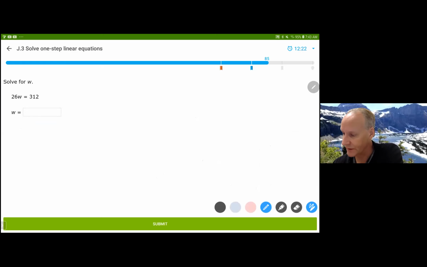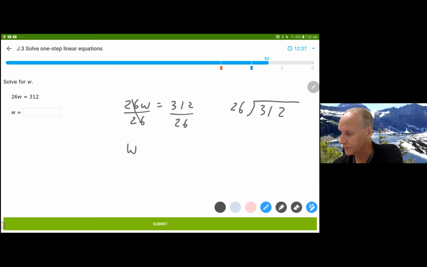This time we're going to divide by 26 on both sides. 26W equals 312. I'm going to divide by 26. And I'll go ahead and do it on the side just to show how it works. 312. 26 goes into 31 once. We subtract and we get 52. 26 goes into 52 twice, and we're done. So W is equal to 12.